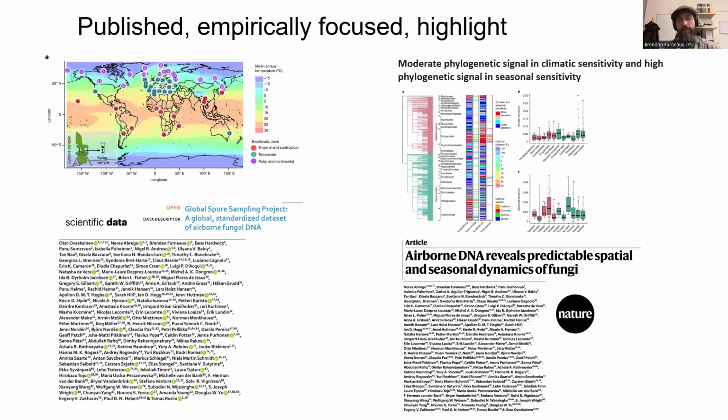And then on the right is the first analysis paper on this data, where we actually look at the seasonal dynamics of fungal spores over the year of sampling, and that's published in Nature. We plan on doing a similar thing with LIFEPLAN, where we publish a data package and then do analyses and publish those separately.